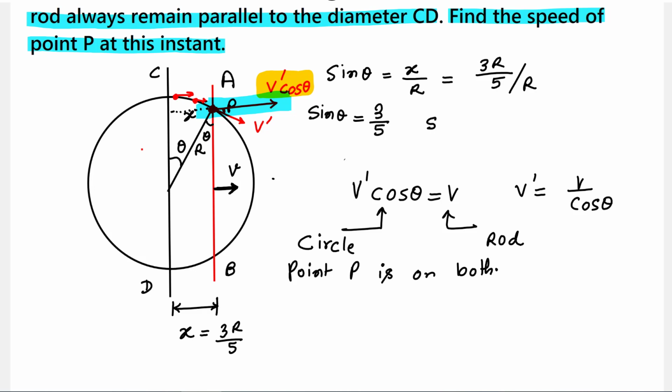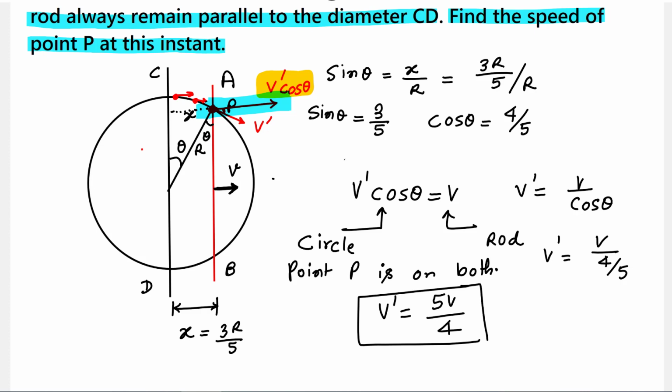Sine theta is 3/5, so cos theta will be 4/5. So from here v dash is equal to v divided by 4/5, that is, v dash is equal to 5v/4.